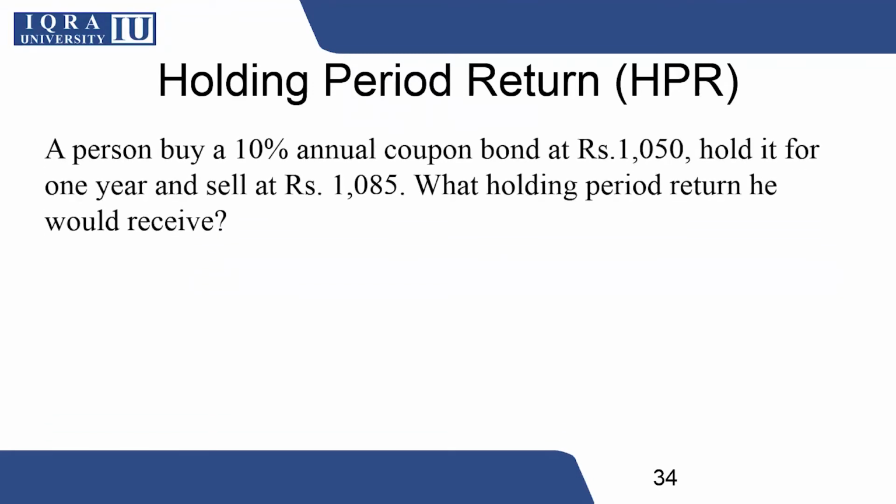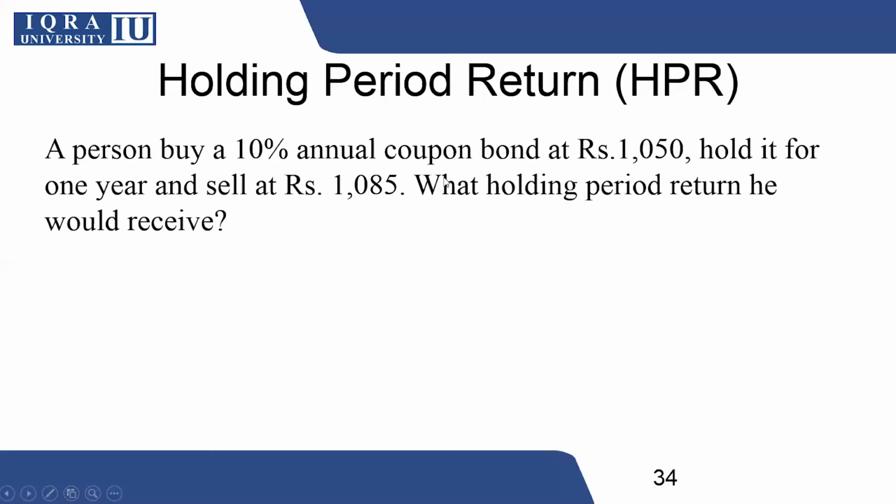So to discuss it, I am showing you a question: a person is buying a 10% annual coupon bond at a price of 1050, and we discussed earlier that sometimes an investor will buy a bond at a premium or at a discount depending on the prevailing yield to maturity rate and the coupon rate. Then he holds it for 1 year. I'm keeping it only for 1 year to keep the understanding simple, and then he sells it at 1085.